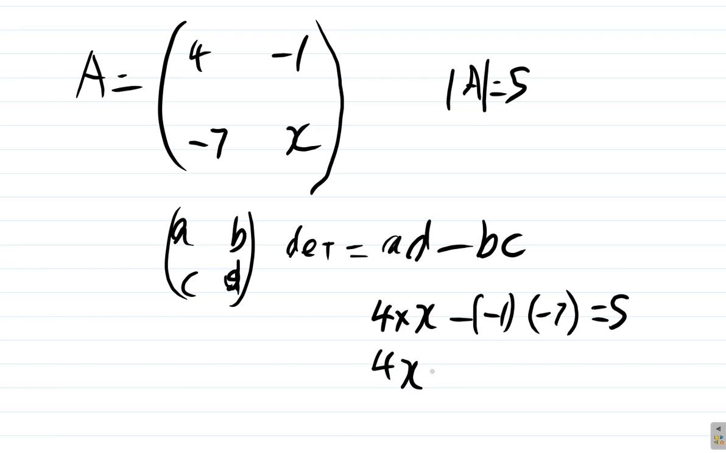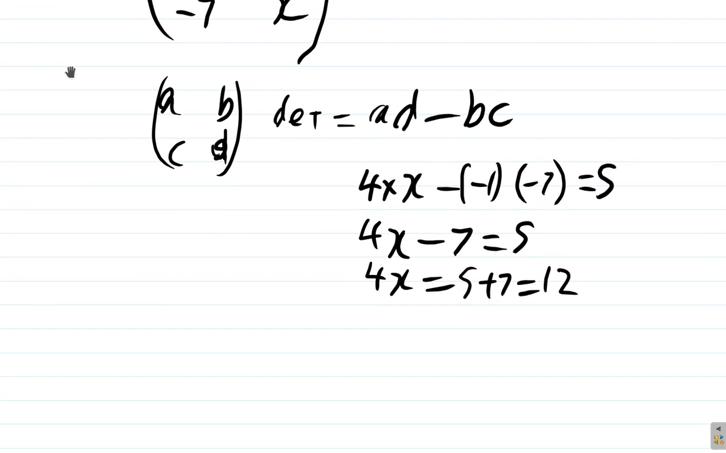So 4x minus negative 1 by negative 7, which is a positive 7, minus 7 equals 5. Add 7 to both sides. 4x is equal to 5 plus 7. 5 and 7 is 12. So here now, 4x is equal to 12. 4 times what gives you 12? 4 times 3 is 12, so x must be 3. Or you could divide both sides by 4, and 12 over 4 is 3. So x would be 3.